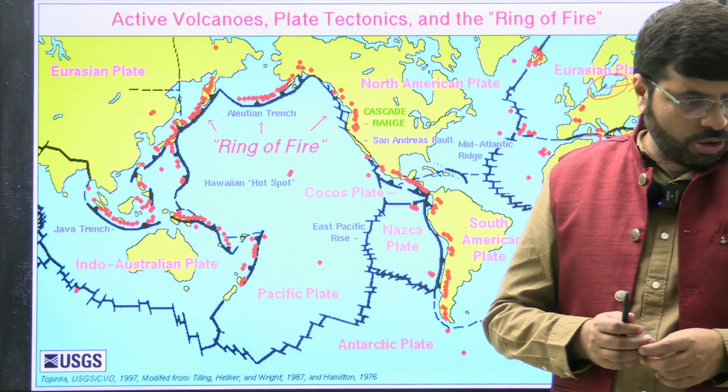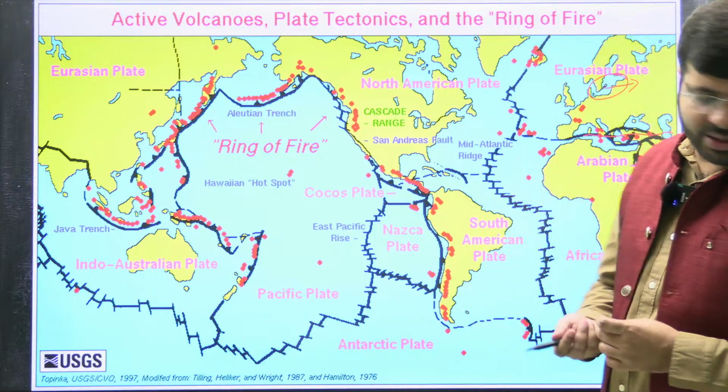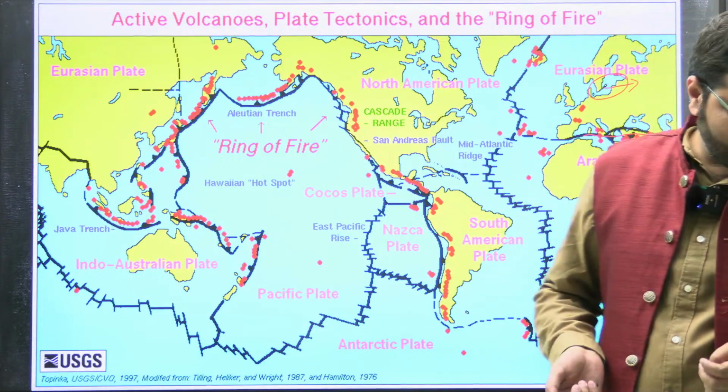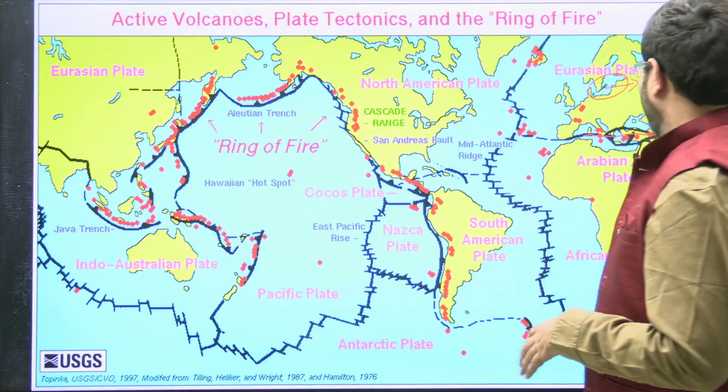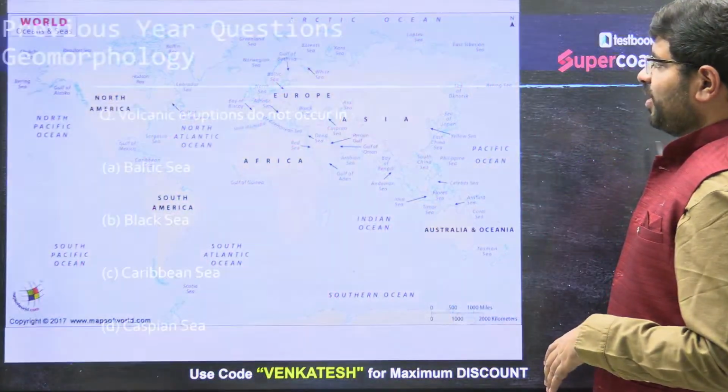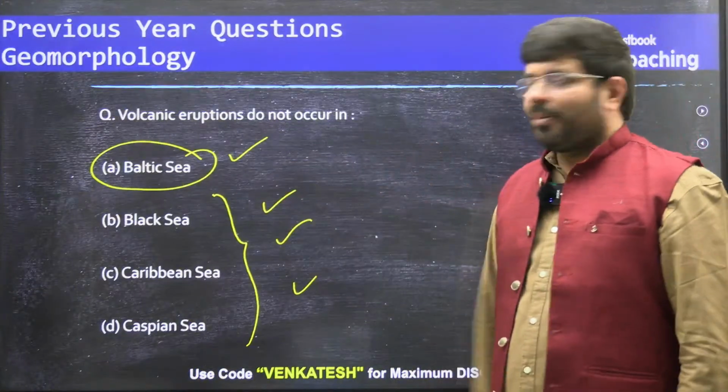I hope you have understood this. Vinay, you got it right. No, you said Black Sea. That is wrong. It is the Baltic Sea. A very, very unique question, isn't it? So volcanoes do not occur in the Baltic Sea.